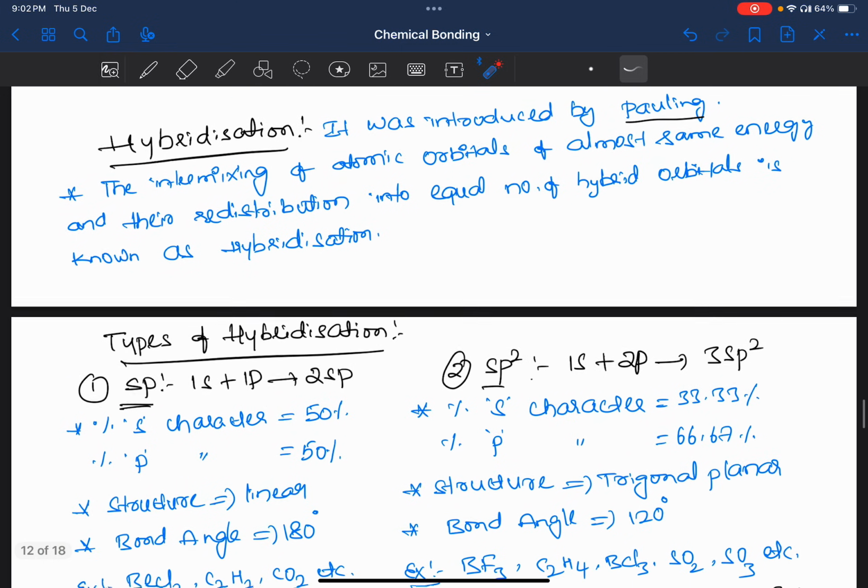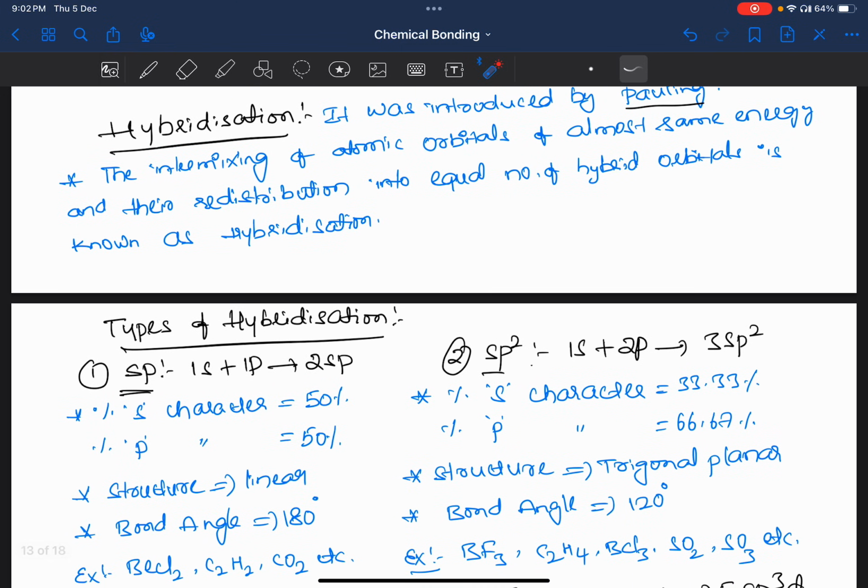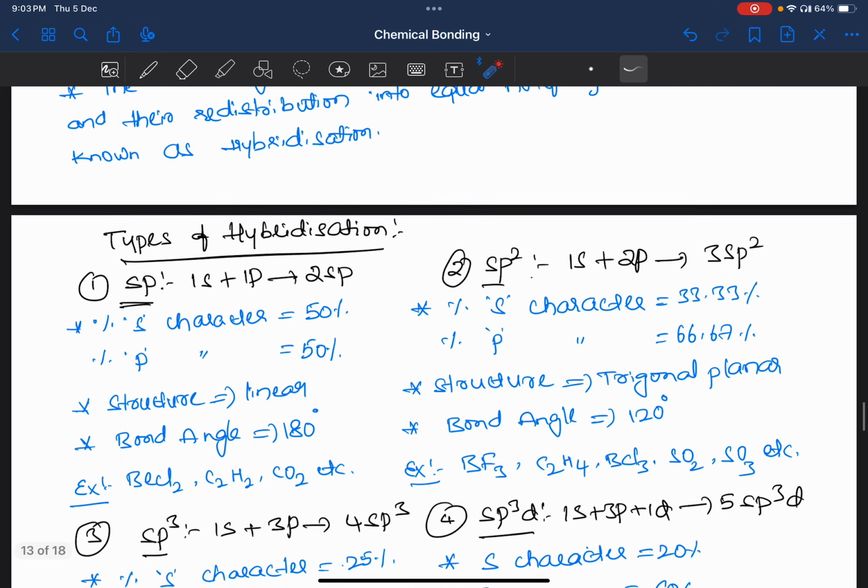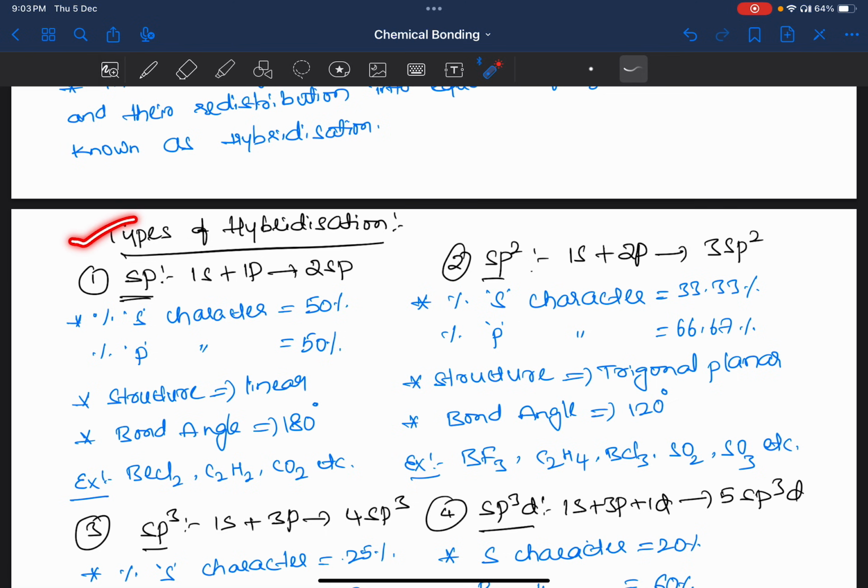Therefore, in hybridization, the number of atomic orbitals is equal to the number of hybrid orbitals. This is the condition. Now there are different types of hybridization. Simply, I am explaining first the sp hybridization.